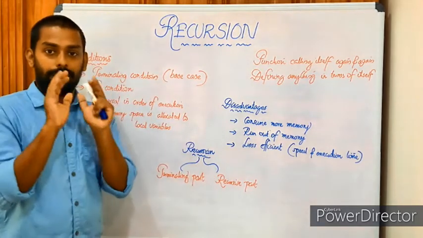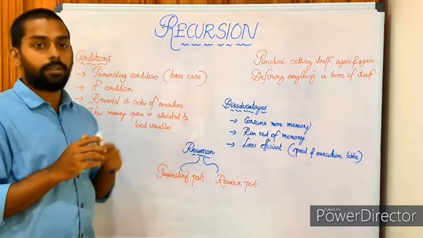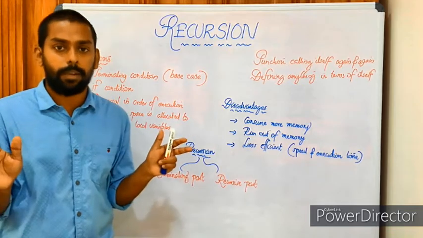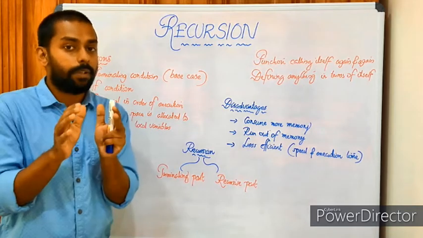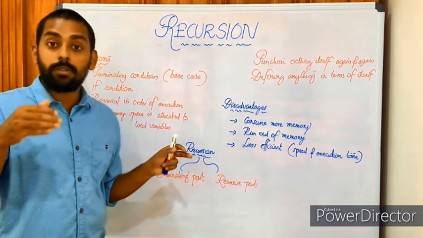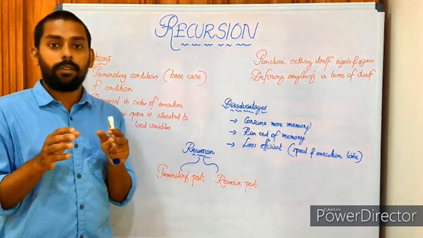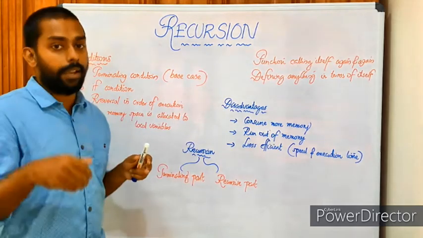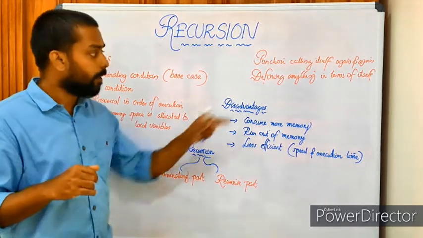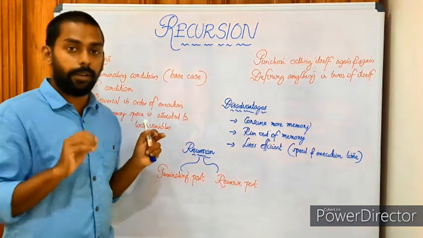So this is somewhat a theory part of recursion. Let's have a quick revision. Recursion is one of the most important topics in any programming language, and it is also the most powerful tool. And what is this? A function calling itself again and again, or defining something in terms of itself. And how are we implementing it?